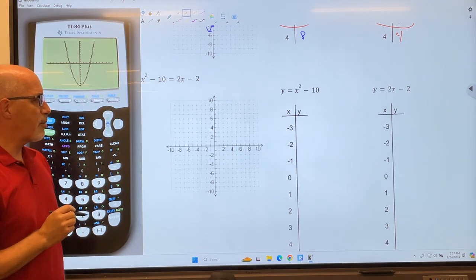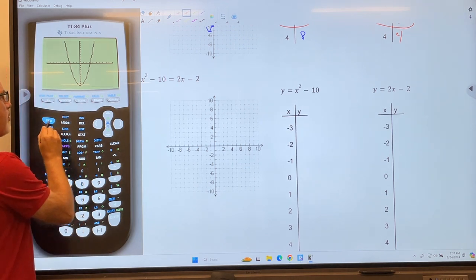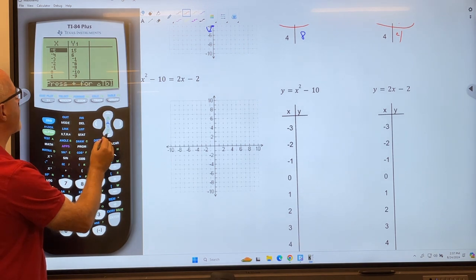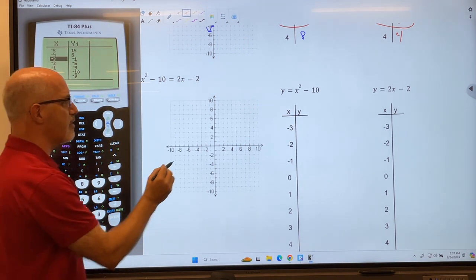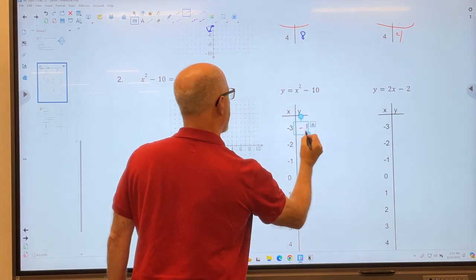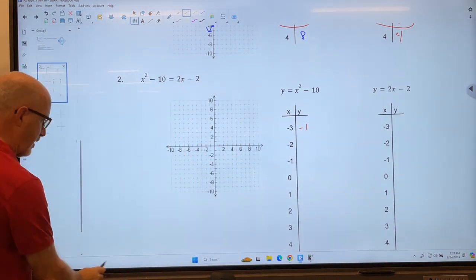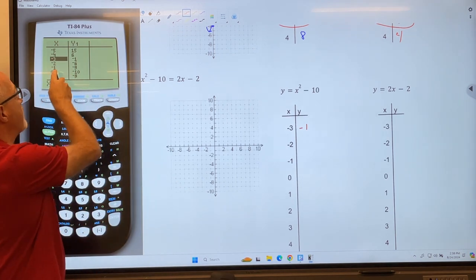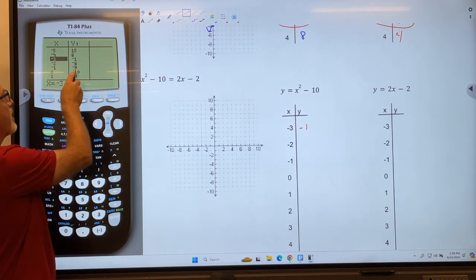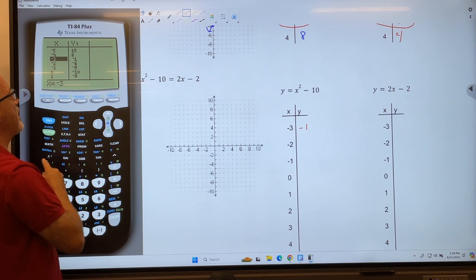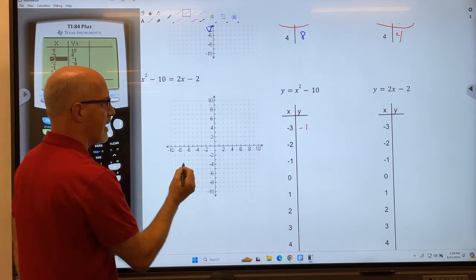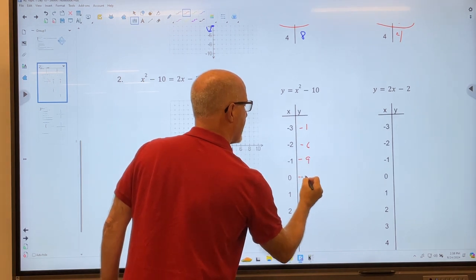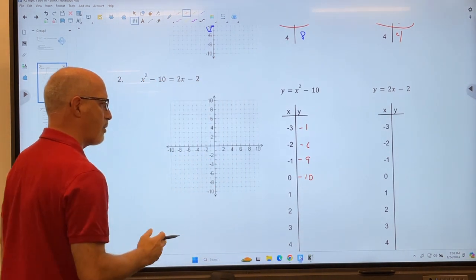All right, so we've got our parabola. Let's look at our table, second table. We'll fill in this table starting at -3. So -3 gives me -1. Okay, and let's just get a few at a time here. The next one, notice -2 gives me -6, -1 gives me -9, 0 gives me -10. So -6, -9, -10. Be precise on these and writing them down.